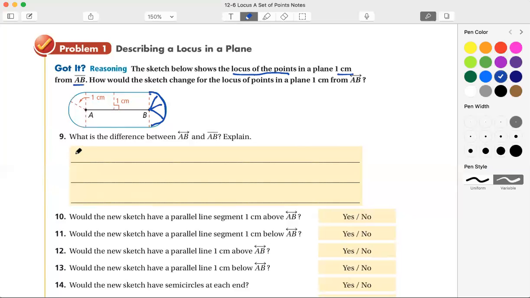All right, so line AB extends forever in opposite directions. AB line segment has endpoints.